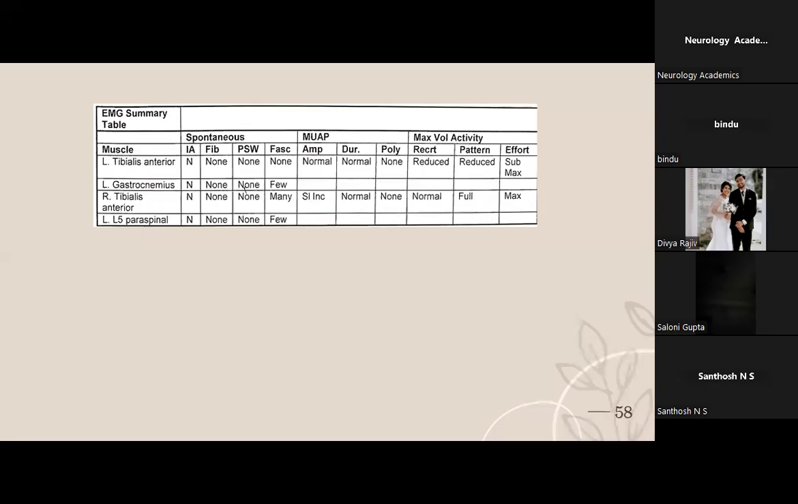It can be plexus because SNAPs are bilaterally abnormal. So we can't tell it is radiculopathy because the SNAPs are also involved. Can be radiculoplexopathy. Underlying, patient can have HNPP, right?